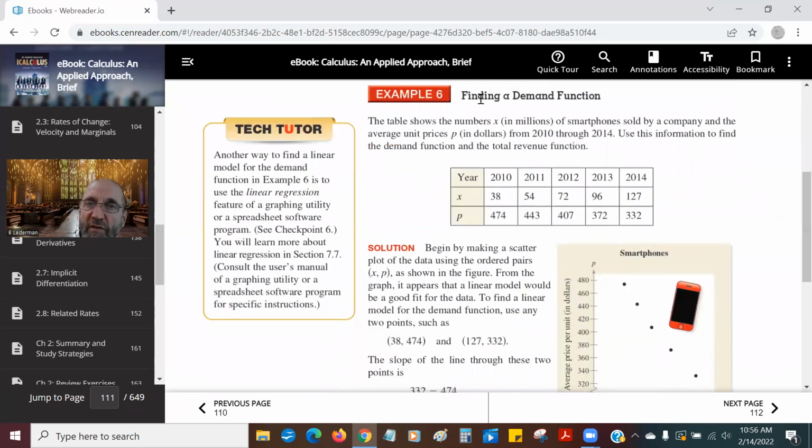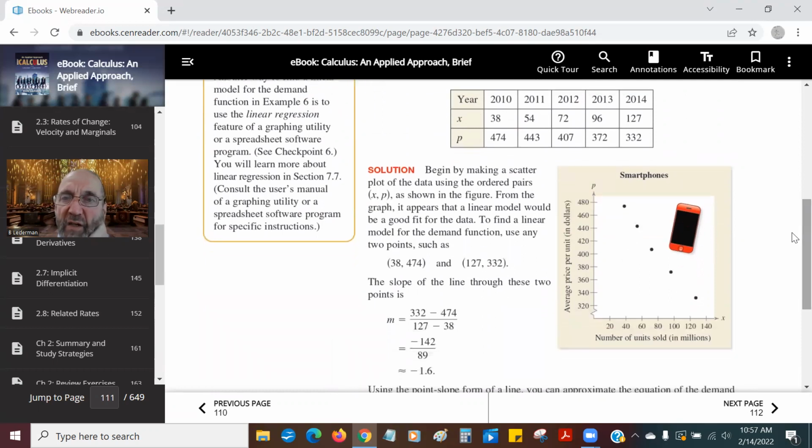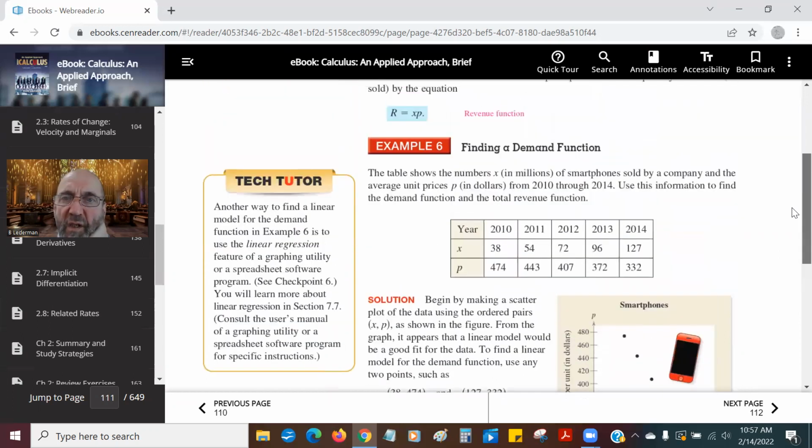So we want to find the demand function. So the table shows the units and the price in these years. And we want to use this information to find the demand function and the total revenue function. So first we're going to make a scatter plot. And here's the scatter plot right here, it looks like.